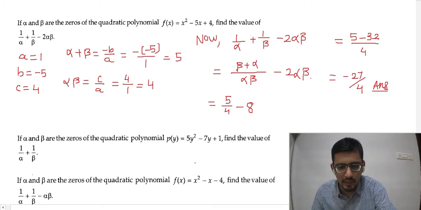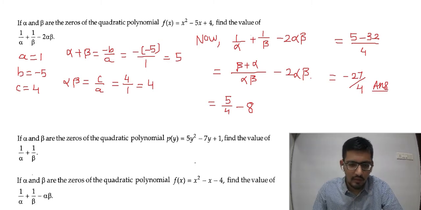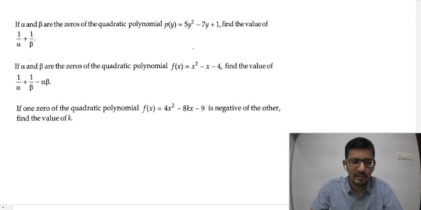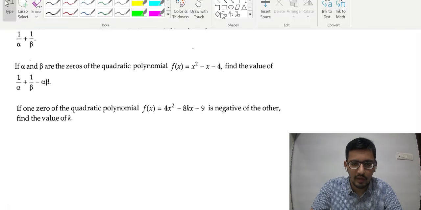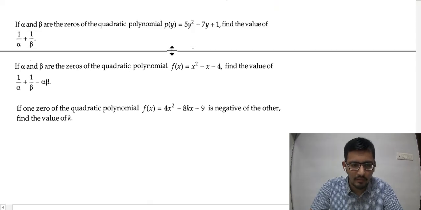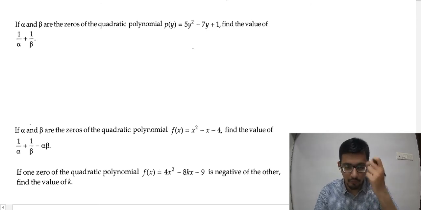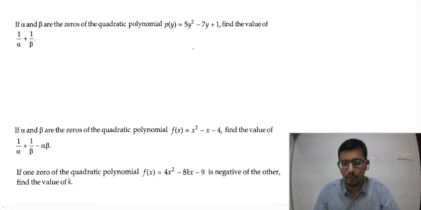I hope this is clear for everyone. Let's see one more example. Okay, next example, what is given? Again the same story, alpha beta. Let me create a space. Alpha beta are the zeros of the quadratic polynomial p of y equals 5y square minus 7y plus 1. The variable has changed, but otherwise you can see it is a quadratic polynomial only. So find the value of 1 over alpha plus 1 over beta.